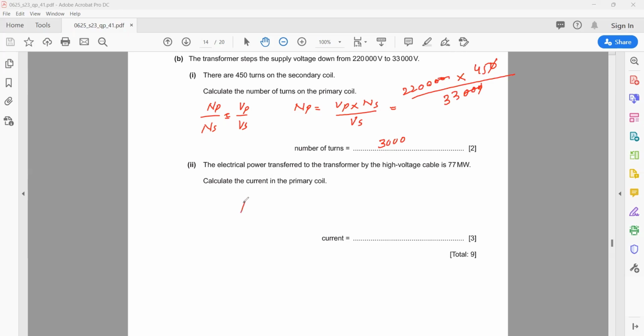Power P equals I times V, and I equals P over V. The power they have given is 77 multiplied by 10 raised to the power 6, megawatts. And what is the voltage at the primary? 220,000. So when you calculate, what will you get?